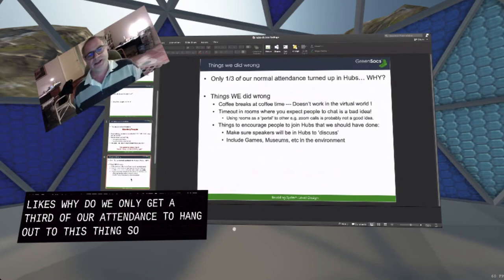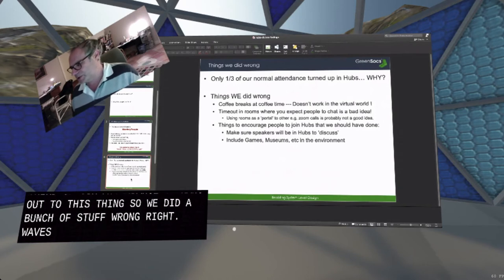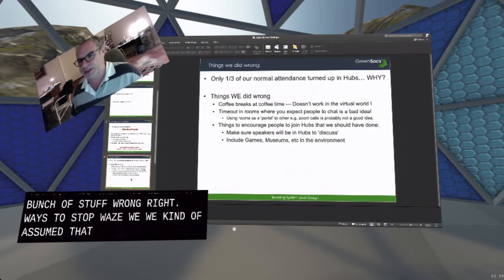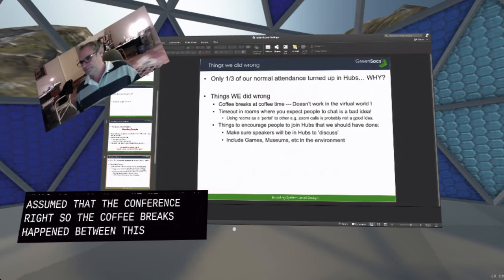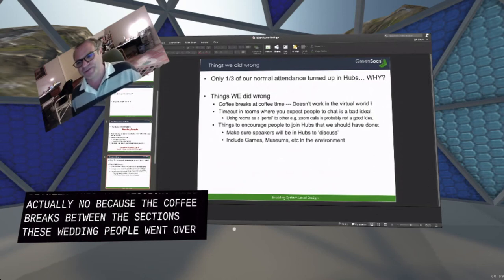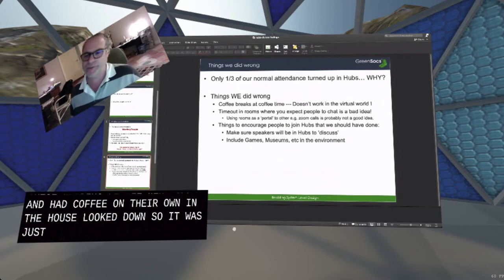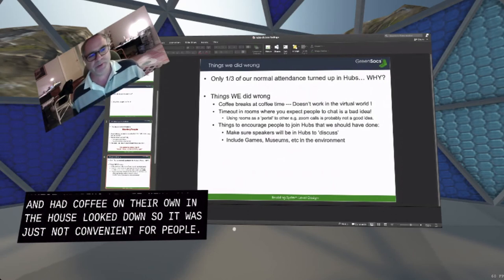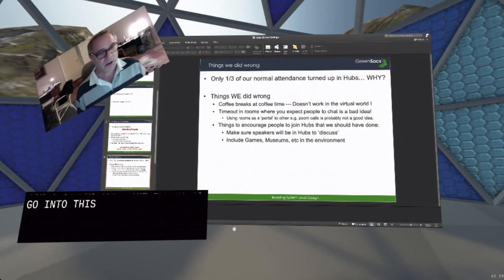So we did a bunch of stuff wrong, right? To start with, we kind of assumed that it would just be like the conference, right? So the coffee breaks happen between the sessions. Well, actually, no, because the coffee breaks between the sessions is when people went off and had coffee on their own in their house, locked down. So it was not always convenient for people to go and make the effort to go into this virtual environment. They were off having lunch or doing whatever you needed to do. So that was one big thing.